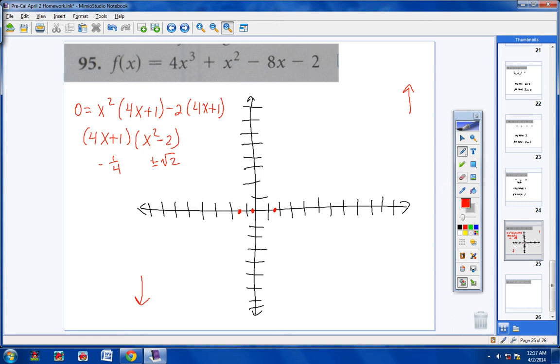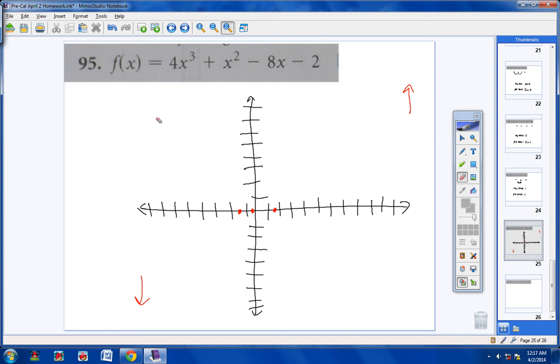Now, let's quickly find the y-intercept. That's one of the next things that we always did, was find the y-intercept. In order to find the y-intercept, everywhere there's an x, you put a 0. So 0 cubed times 4 is 0. 0 squared is 0. 4 times 0 is 0, minus 2. 0 plus 0 minus 0 minus 2 gives you a negative 2. So now we know where the y-intercept is.